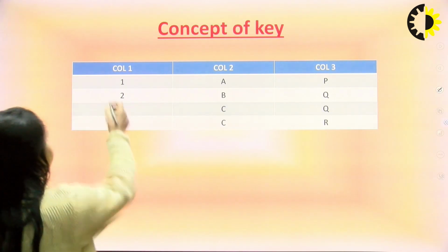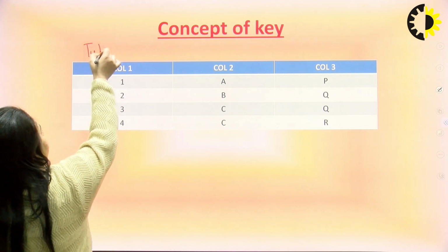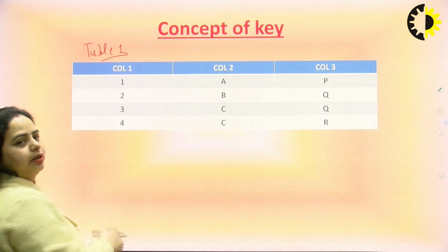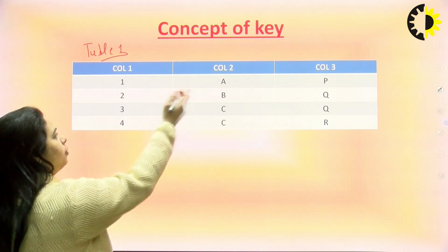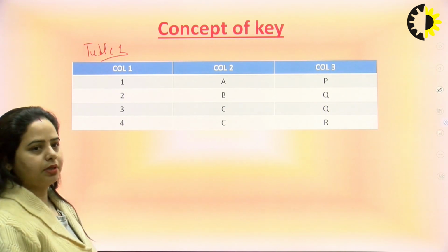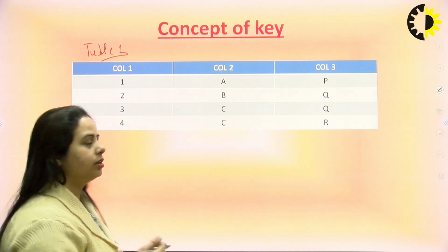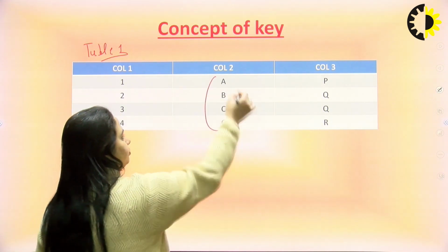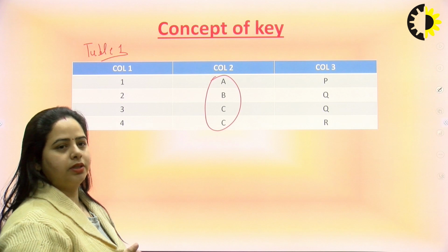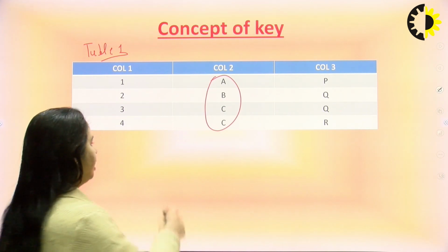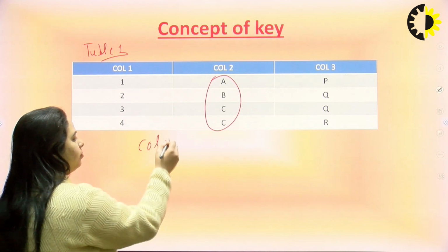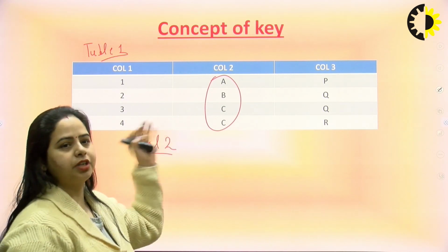Let's suppose I have a table. This is my table number 1. This table is given in my database. We have 3 columns and 4 rows in this table. Suppose someone says that I want this information. Some person says to me that I want this information. So I will say, okay, I will fetch column 2 information from the table number 1.